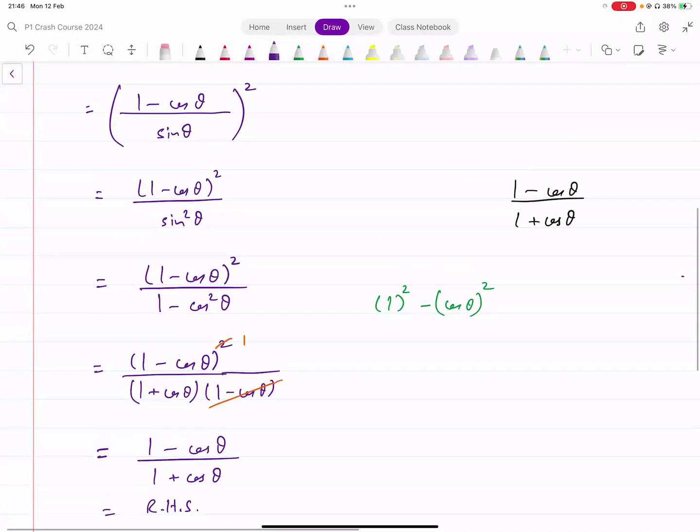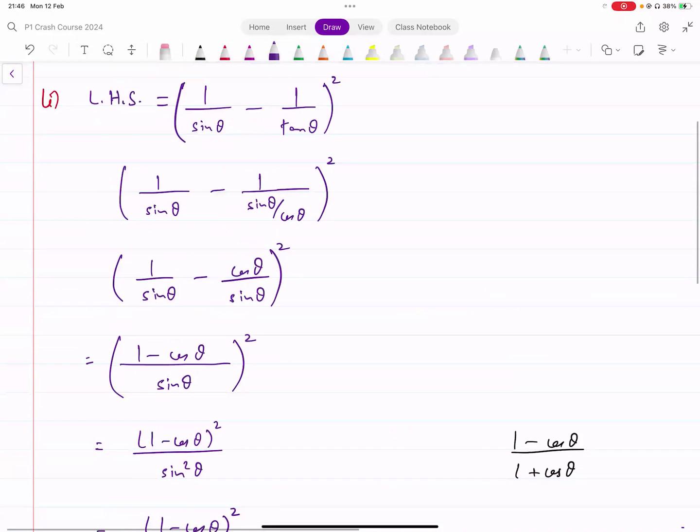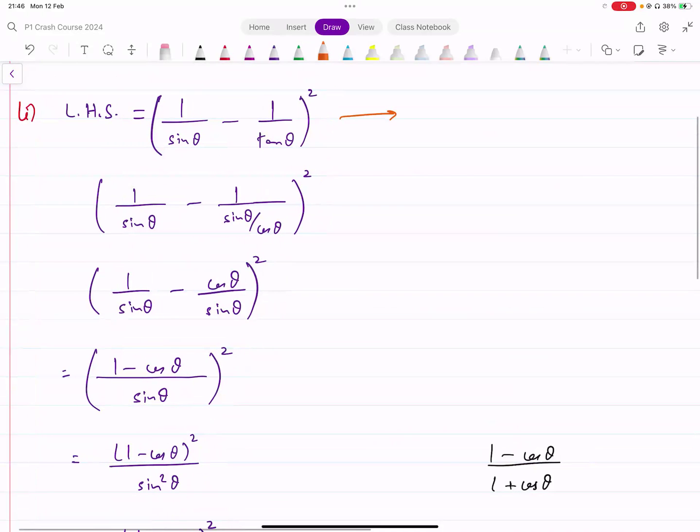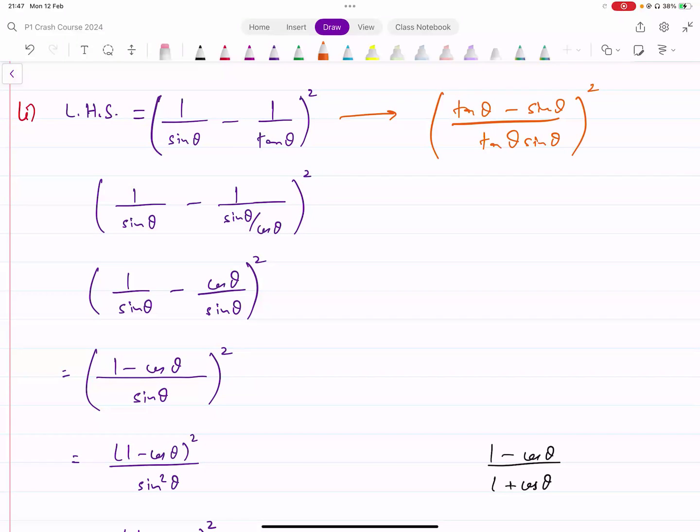Now, you could have gone in the other direction earlier. If you took LCM here, it would have become tan theta into sine theta, and the numerator would have tan theta minus sine theta, and then whole squared like this. Then you would convert tan to sine over cos at this step. You would still be able to prove it eventually, as in if you do everything correctly, you can still prove it that way as well. That is also going to work.